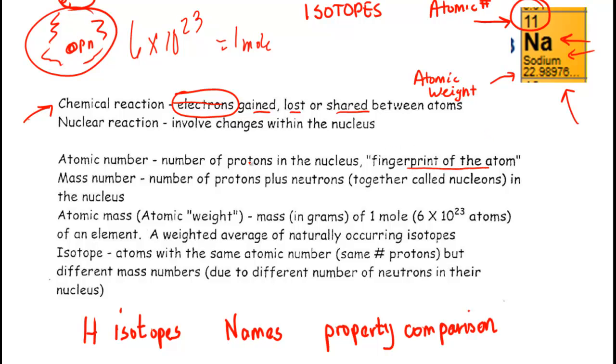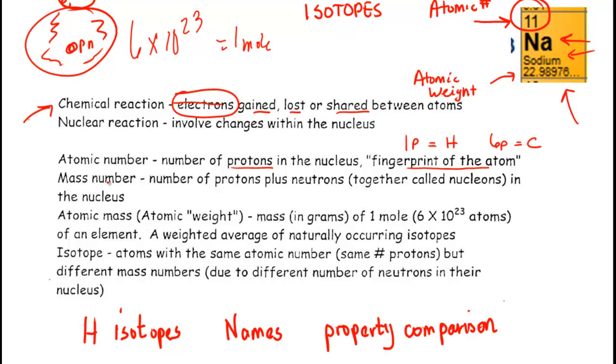Because it represents the number of protons, if you know the atomic number, you know the element. If you have 1 proton, you have hydrogen. If you have 6 protons, you have carbon. No question. Always true.